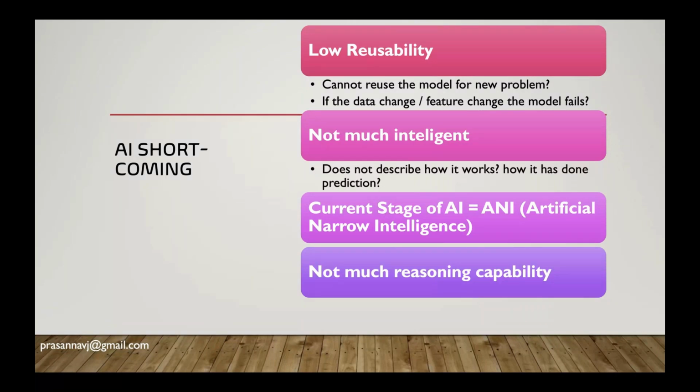And the last problem is that there is not much reasoning capability available as part of your model. You built it for your loan approval process. Can I use that for, say, a credit card approval process? You may not be able to. Or can I ask some other question related to the customer to the same model? You may not be able to, because the model is dedicated for that particular one.